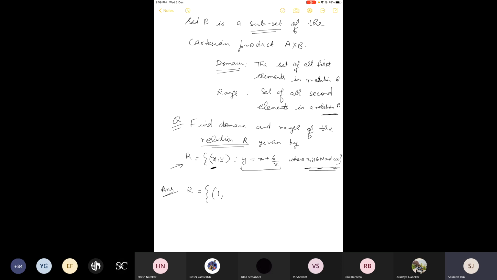X comma y. When I put x as 1 in this expression, it will be 1 plus 6 by 1, that is 7. Now the next number will be 2. After 1 you will put 2. So 2 will give you 2 plus 6 by 2, 2 plus 3, 5. Then the next number will be 3. You put 3 here. 3 plus 6 by 3, 3 plus 2, 5. Is it okay? Yes, 2 plus 6 by 2 is 5, and 3 plus 6 by 3 is also 5. Correct.